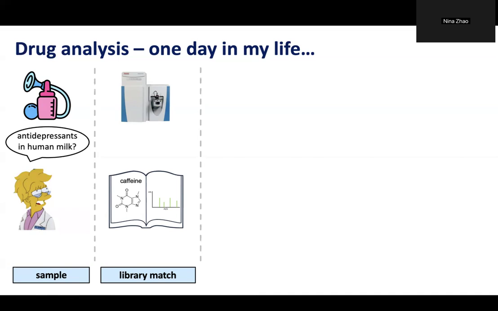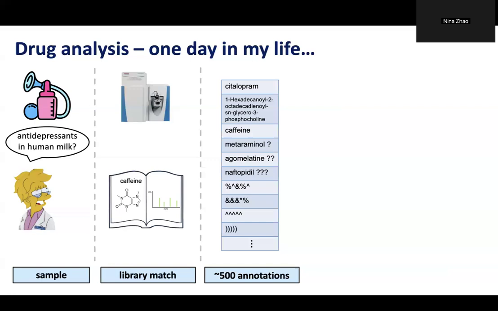So what I did is basically analyze the samples on the mass spectrometry in an untargeted fashion, and then I compared all the MS spectra recorded on the machine with a library of spectra of known compounds. What I get out of this library match is a long list of chemical names like this. There are definitely simple names such as caffeine that I can immediately understand, but there are also a lot of really complex chemical names that I have no idea what they are.